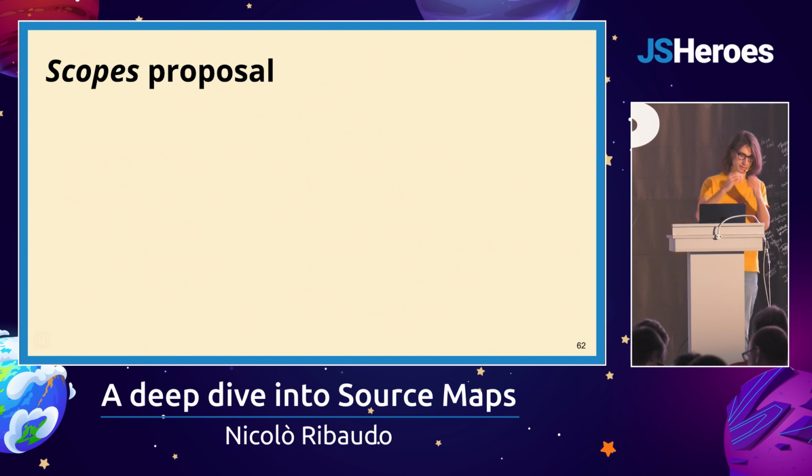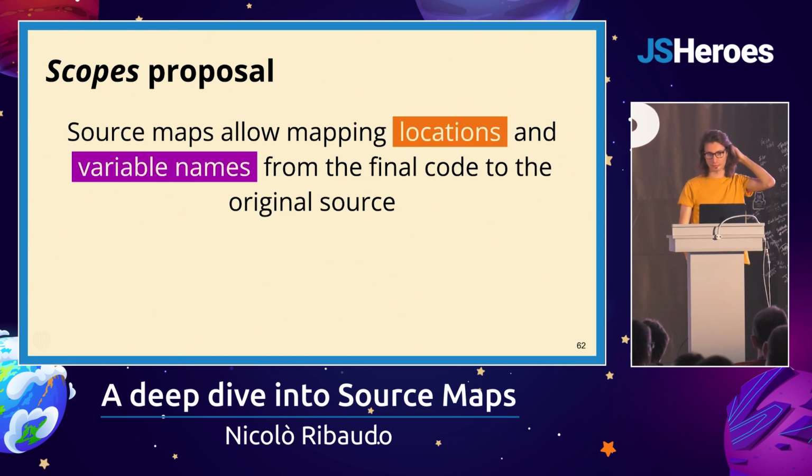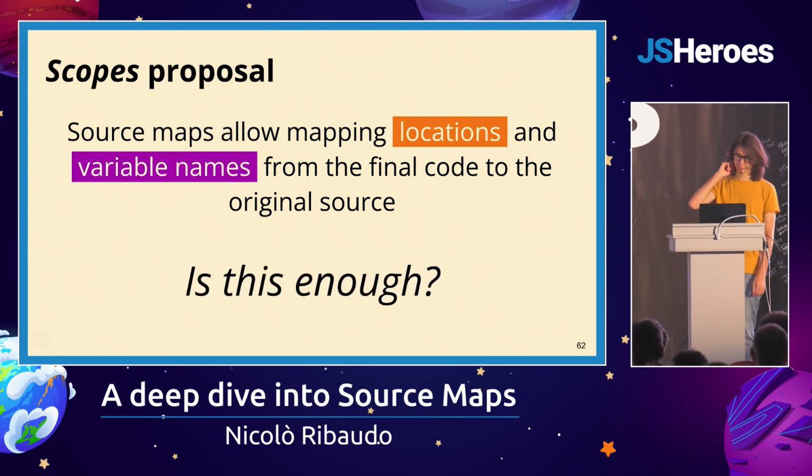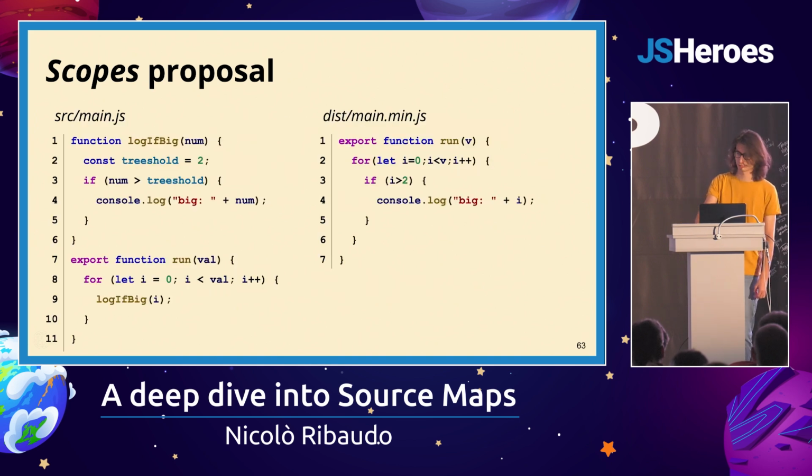Or something else is a new proposal for source maps called scopes. Source maps allow mapping, as we saw, locations. So we can say line 0, column 5 was actually line 32, column 6 in the original code, and let you map variable names. So you can see that the function class underscore amazing pet was actually called just amazing pet in the original code. But is this enough? Well, no, it's not. Otherwise, I wouldn't be asking if it is enough.